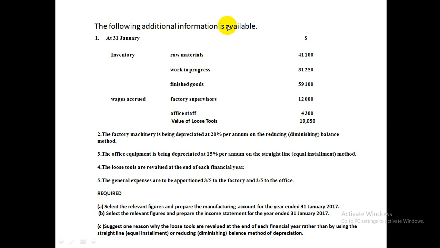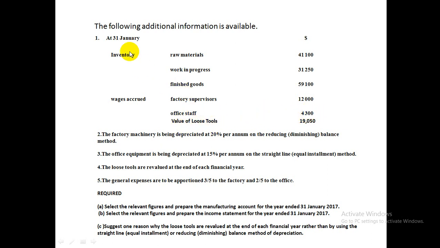The following additional information is available. At 31st January, inventory of raw material, work in progress and finished goods are given. So these are the ending inventories given to us. Wages accrued, meaning still unpaid, are to be added in the expenses. Factory supervisors is our indirect labor; the accrual will be added to the factory supervisor salary. Office staff salary is also accrued, that means it is still outstanding and unpaid, and it will be added.